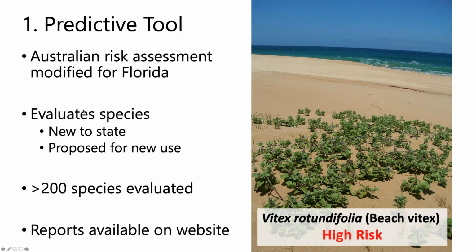At this time, we have about 200 species in our database, and all of those are available online, including, we did one for beach vitex. It was a species that we only had a few records in the state. So it was already present here, but it was in limited distribution that we wanted to predict what it was going to do in the rest of the state. Again, all of those reports are available online.